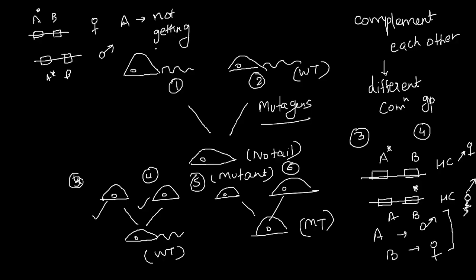So the complementation experiment, why is it done? When you want to know whether the mutations are present on the same gene or on different genes, or how many genes are controlling that particular trait. And you can only perform the complementation experiment when you have the mutant strain. When you do not have the mutant strain, you cannot perform the complementation experiment. Okay?